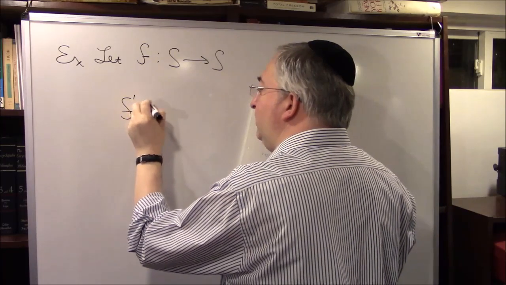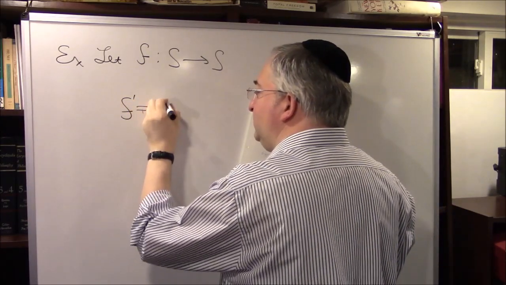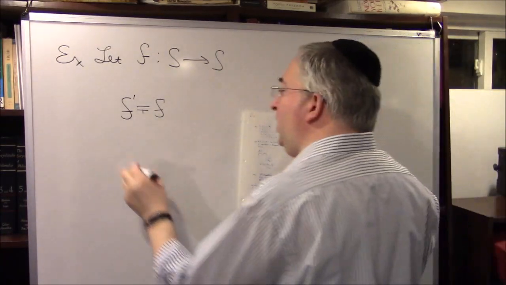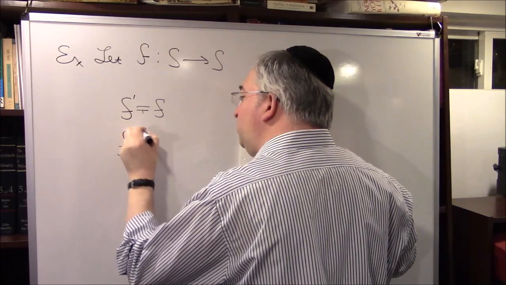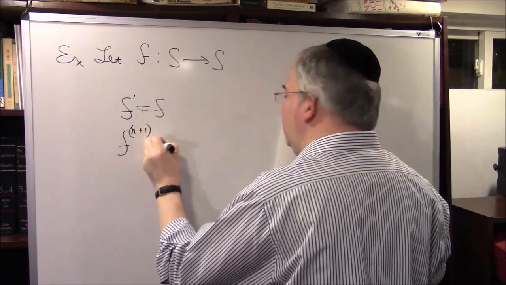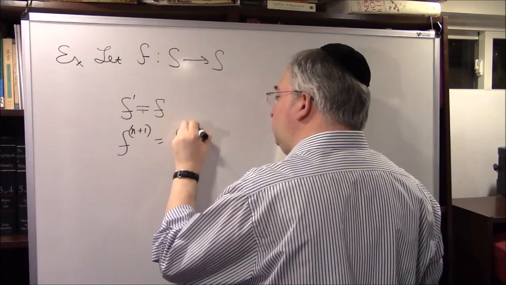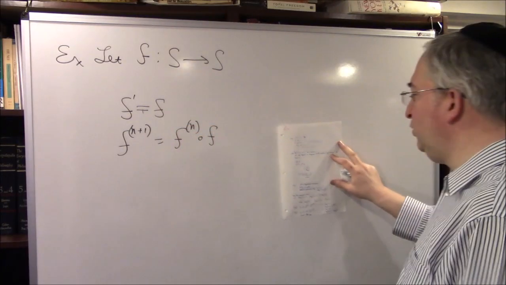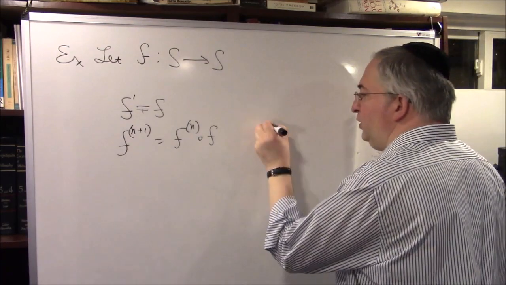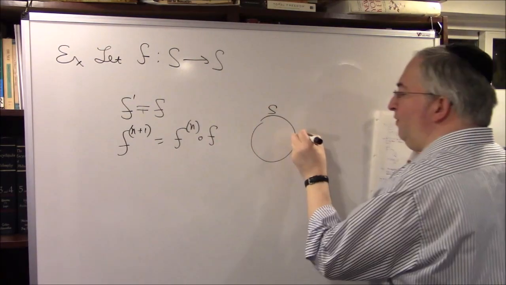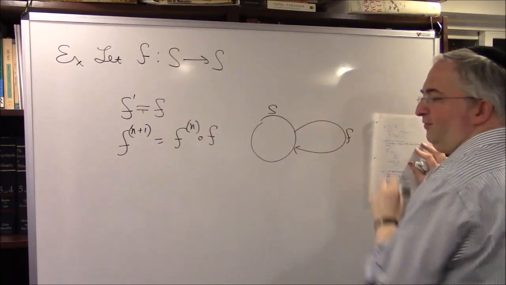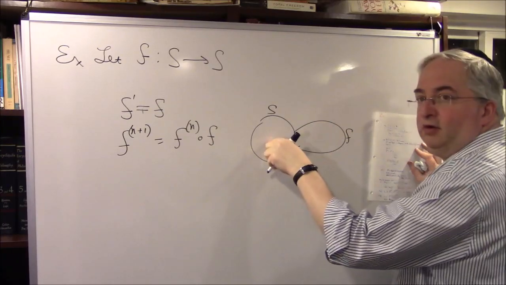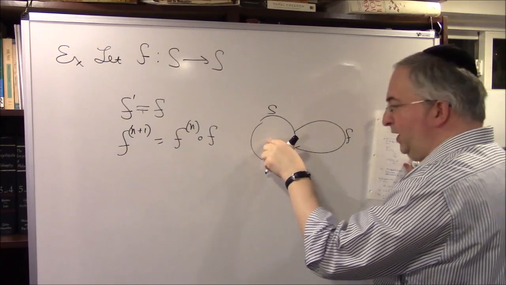f1 is the base case that's equal to f. No problem. That's the original function. And now f of (n plus 1) is equal to f of n composed f. Okay, let me draw you a nice picture of this. You have a set S. You have a function from S to S, f. Great. Now, this takes in a guy here and puts out a guy here.